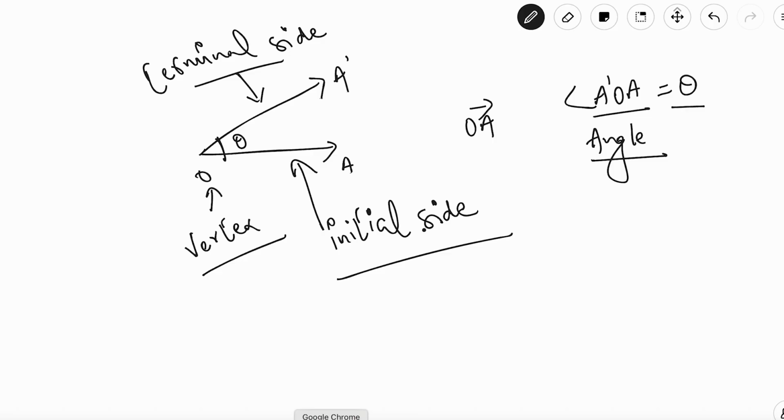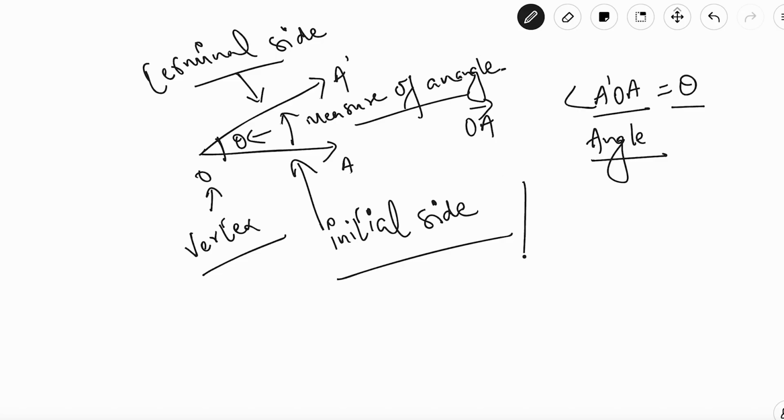Next we have measure of an angle. This amount of rotation that we have here, which we have represented by theta, this amount of rotation is the measure of an angle. There is another concept here, sense of an angle.